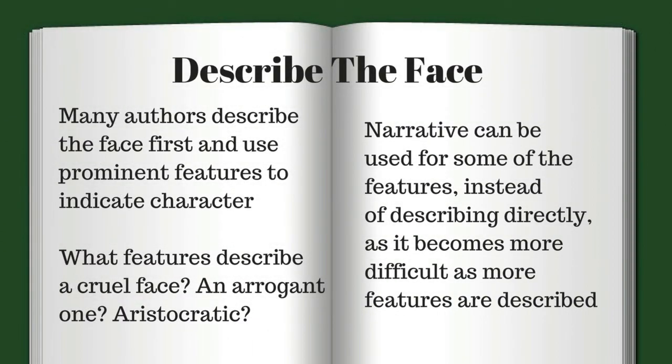Many authors describe the face first and use prominent features to indicate character. Often when we meet a person in real life, we look at their face first, and then in the next second or two we'll quickly scan down to their feet and back up again. We can use the prominent features to indicate a person's character. What features could describe a cruel face, or an arrogant man, an aristocrat, a prince, or a king, or a queen?